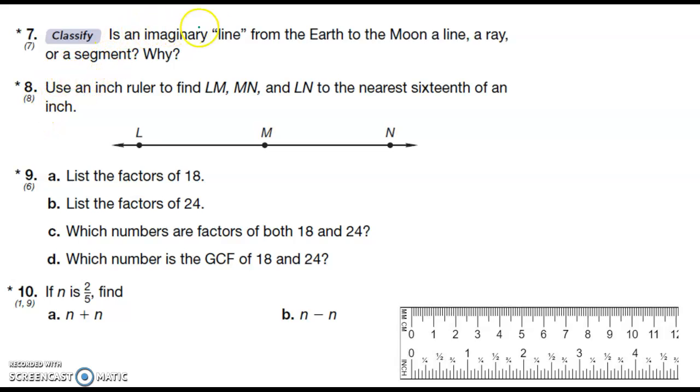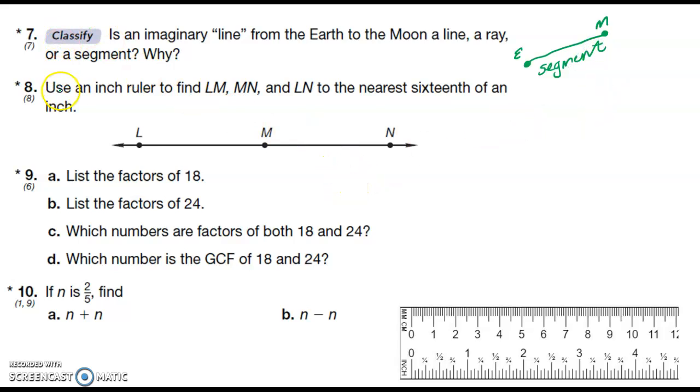Number 7, is an imaginary line from Earth to Moon a line, a ray, or a segment? So if it starts at Earth and it goes to the Moon, that means that it doesn't go on forever. It has a beginning and it has an ending. This makes it a segment.